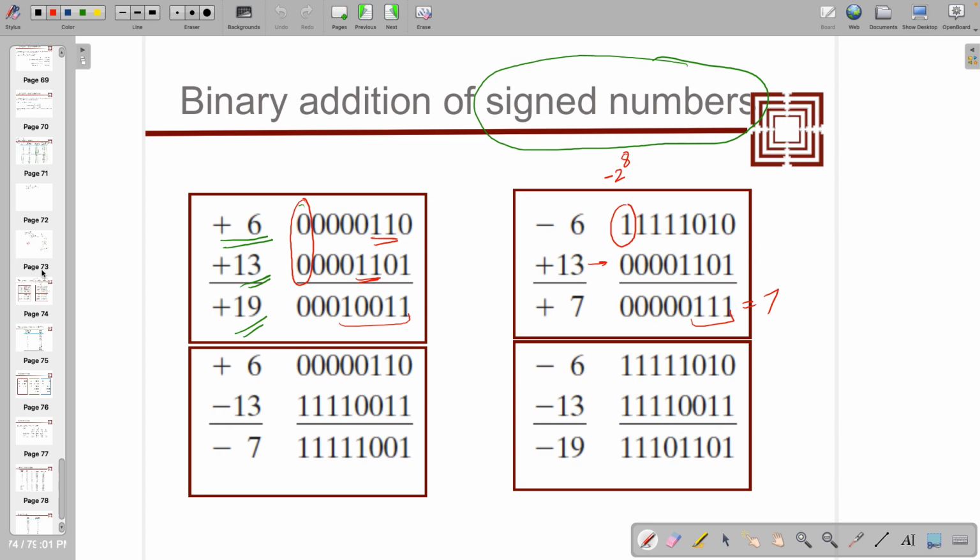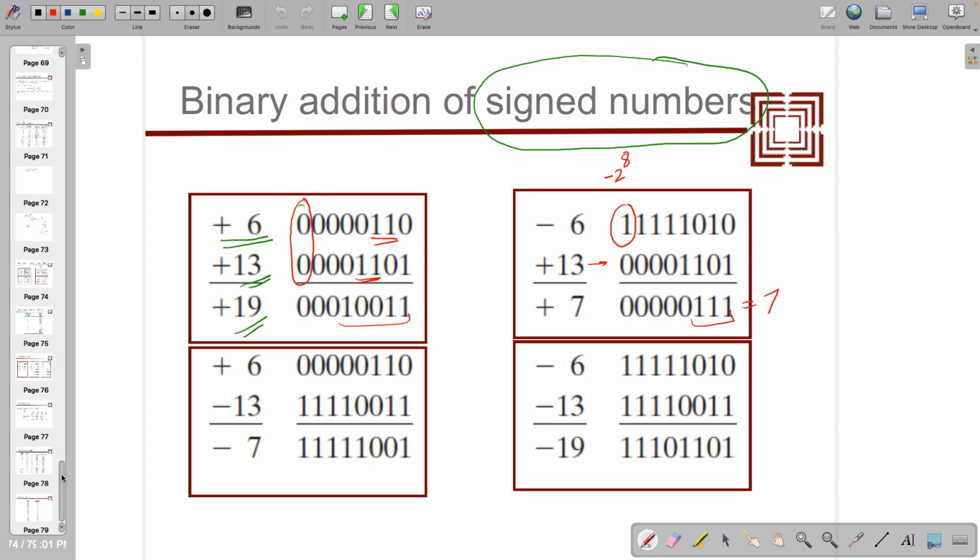Check the log. It will give the same answer. Look at this, this is working. This is tried and tested, right?